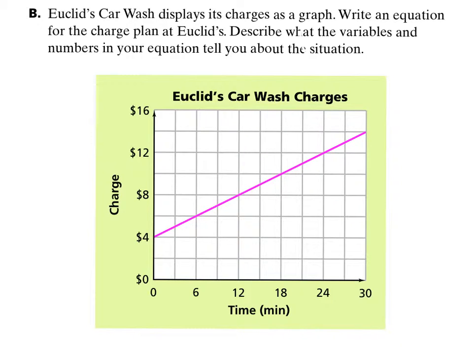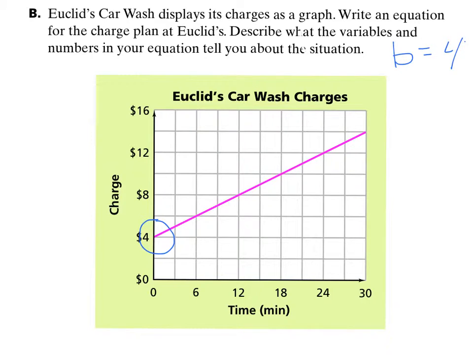Students are asked to come up with an equation for how Euclid charges customers for their car washes. So we still need those two vital pieces of information, the slope and the y-intercept. From this graph, it's easy to tell the y-intercept. It's where our graph crosses the y-axis and x is 0. So our y-intercept will be 4. So I'm going to write up here b equals 4.